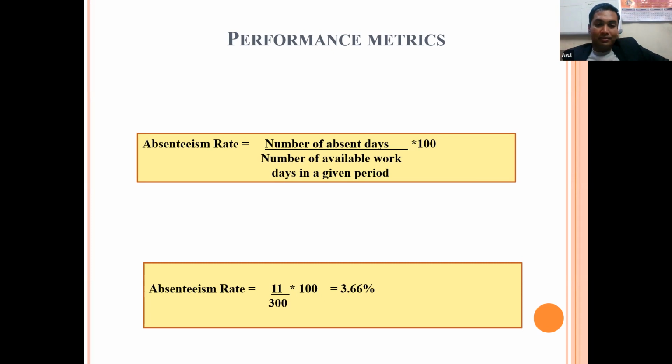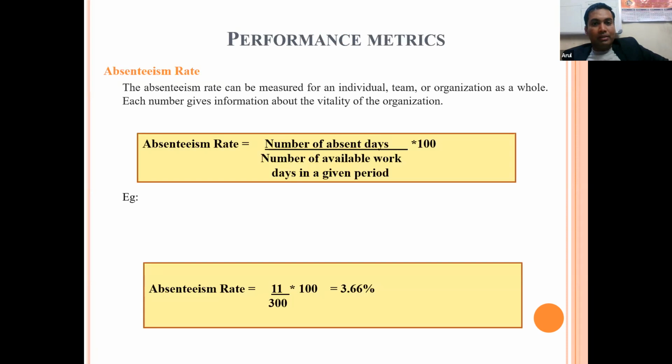Got it? Got it, all of you? Okay. This is all about the absenteeism. Got it? Got the points? Say yes. Yes, sir. Okay. Very good.